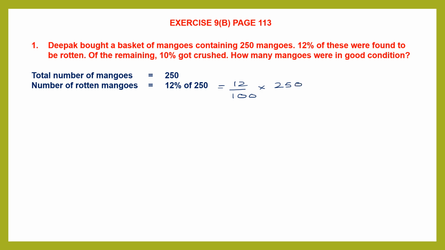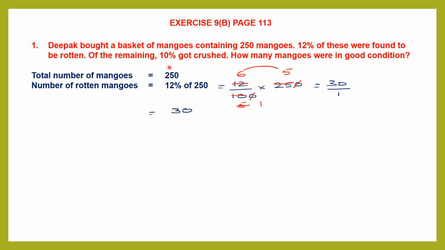Now we're going to do normal multiplication of fractions, that is we can cancel. So here let's cancel this 10 and 10 here. Now we can cancel 12 and 10 by 2. So 2 6s are 12, 2 5s are 10. I can cancel 5 and 25. 5 1s are 5, 5 5s are 25. So I finished my cancelling. Now I can multiply my numerators. 6 into 5 is 30. 30 by 1, that means the number of rotten mangoes is 30.